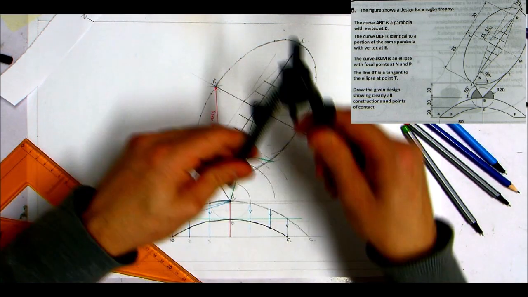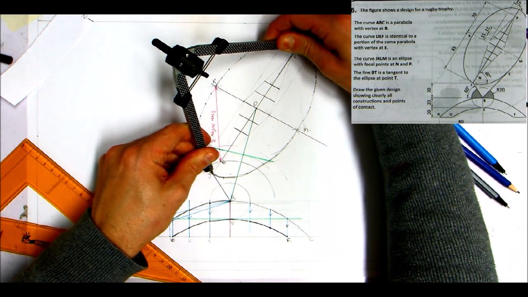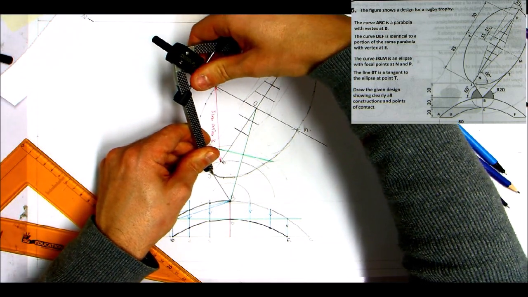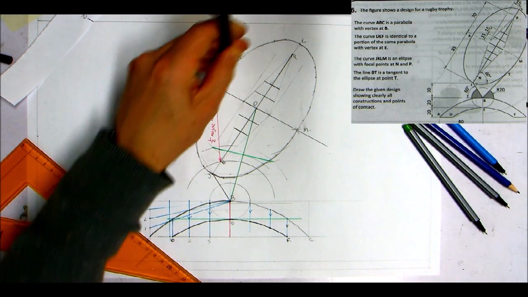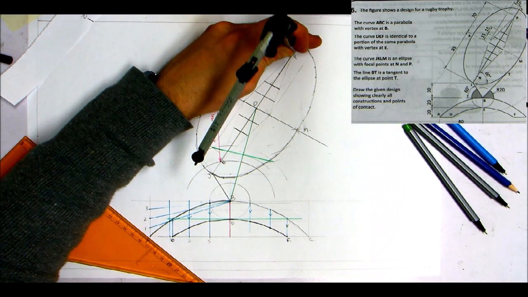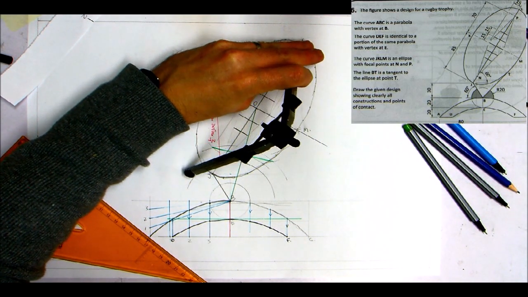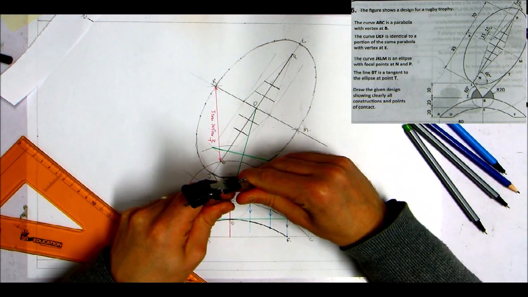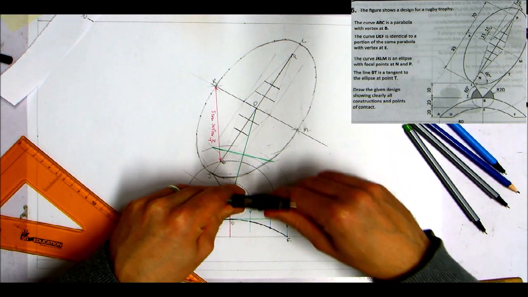Then I'm going to set my compass to the full major axis. Your compass might struggle to get that far, but it should do it. Like that, 170 millimeters. Then I put it onto the furthest focal point away and swing an arc, like so. This arc needs to be continued here. We'll bring that round to there.